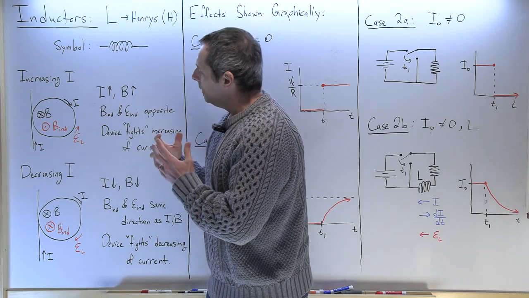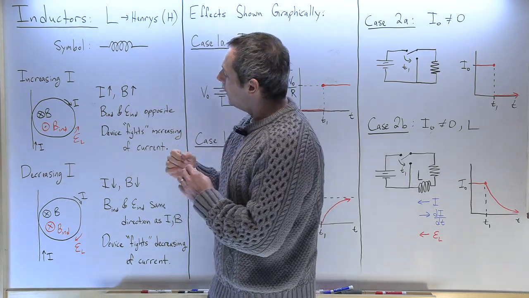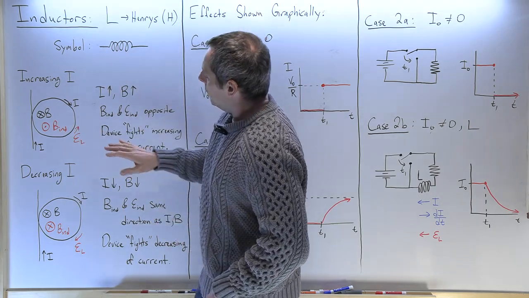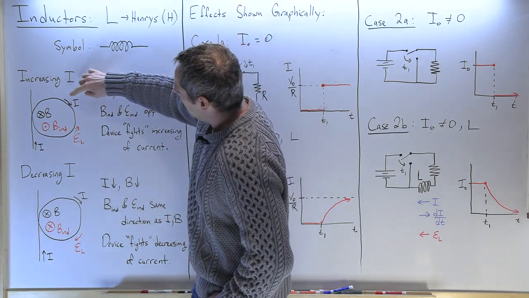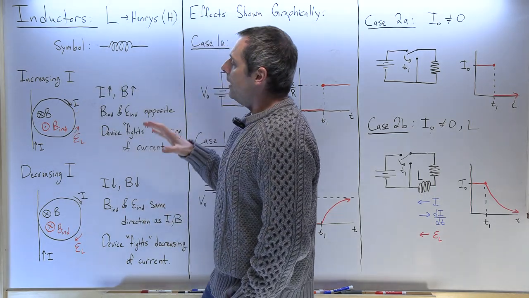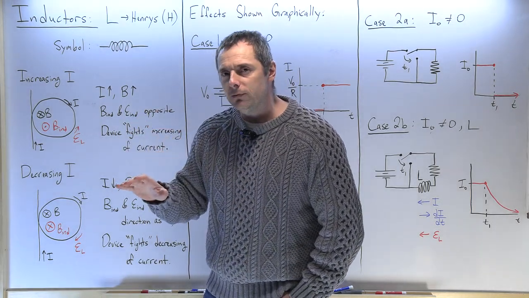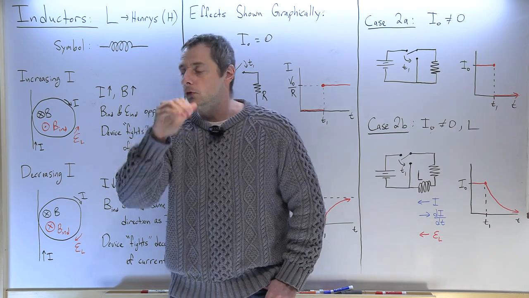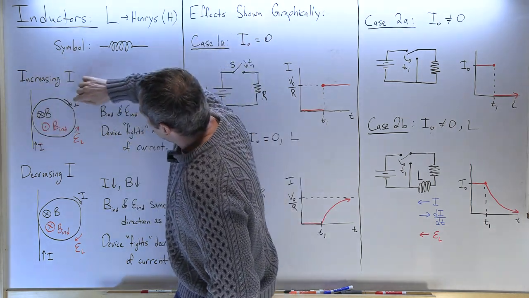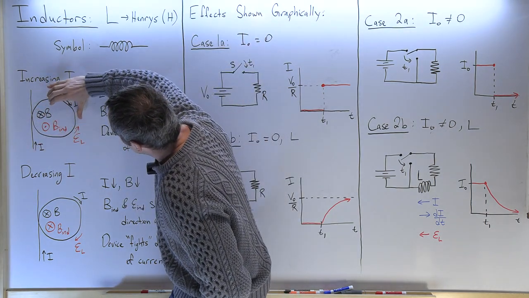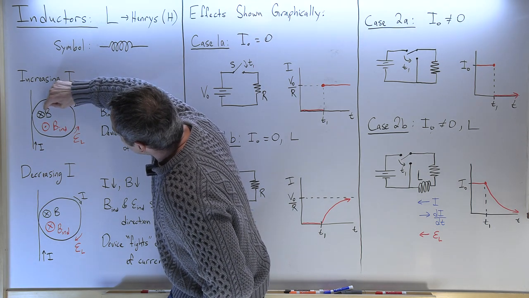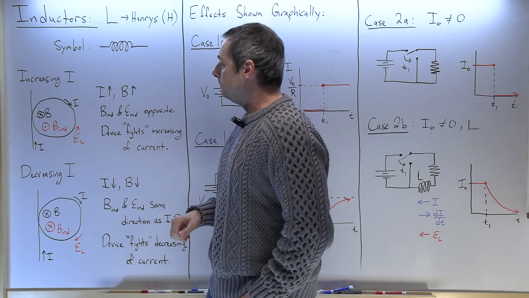So let's take a look more specifically at what's happening when I try and increase the current in a coil. Before I try and increase the current, I have a steady current going like this. That creates a magnetic field going through the coil. I can figure that out by this right-hand rule. I put my thumb in the direction of the current here, going down, and my forefingers point into the board. So that's the magnetic field caused by that current.